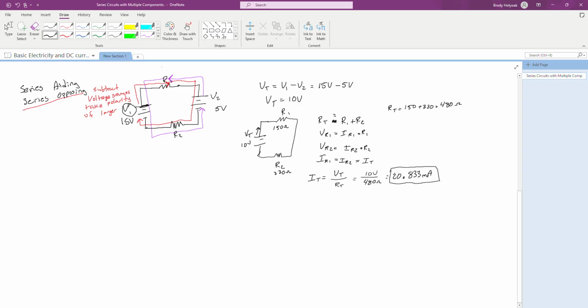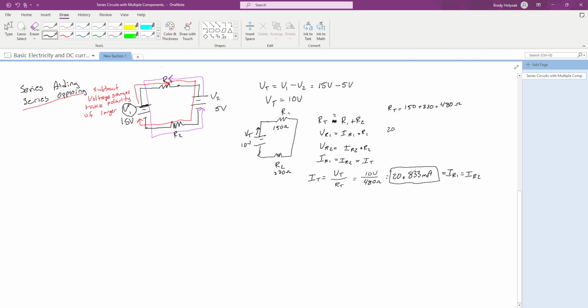So there's current total, there is current of R1, current of R2. Then, using my Ohm's law rules, I know that's going to be current of R1, and I know that's going to be current of R2. So then I can come up here, and now I have everything I can solve for the individual voltages.